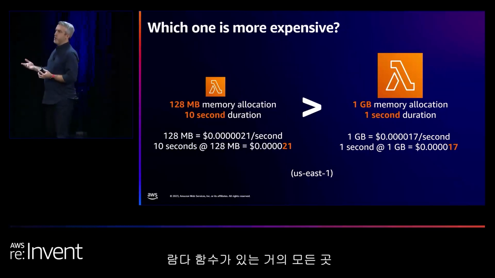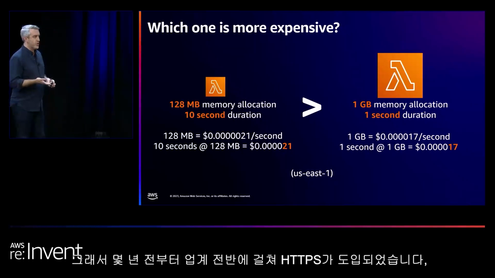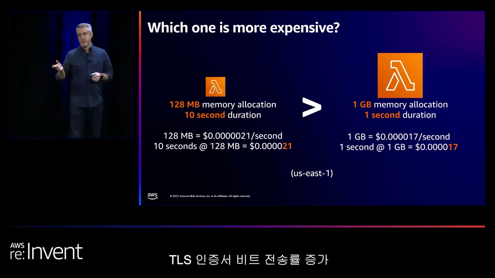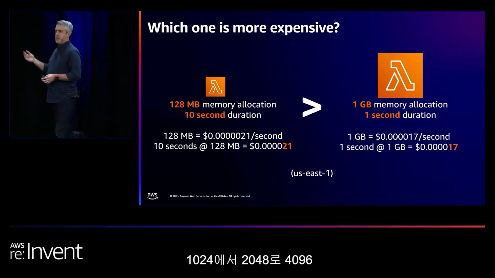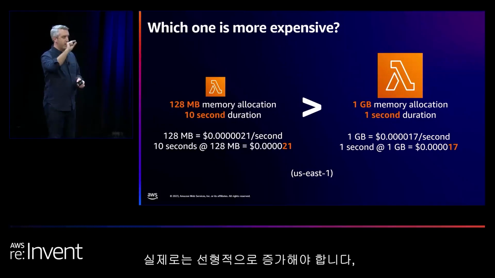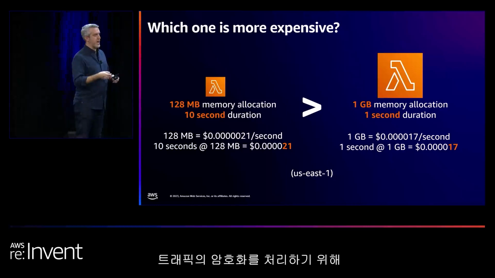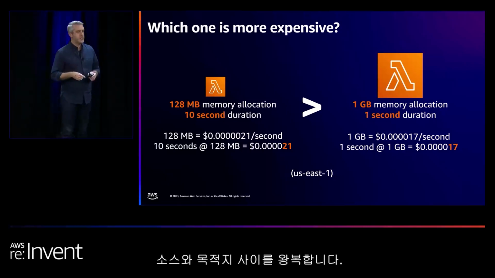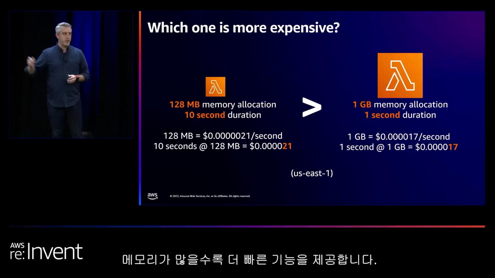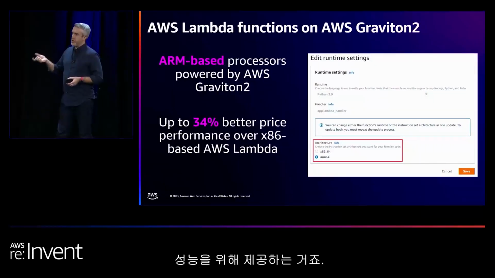Where do you see this? Almost any place that you have a Lambda function calling out to another service. So a number of years ago, across the industry, HTTPS TLS certificate bit rates increased from 1024 to 2048 to 4096 that you see sometimes these days. It actually required a logarithmic increase in CPU in order to handle the encryption of the traffic back and forth between the source and destination. So even if all your function does is talk to a single HTTPS endpoint, more memory will give you a faster function.